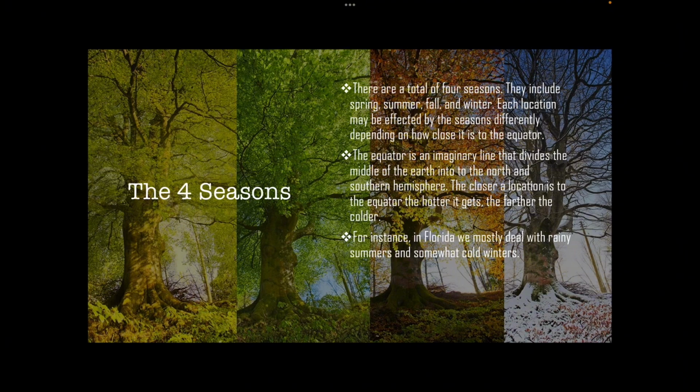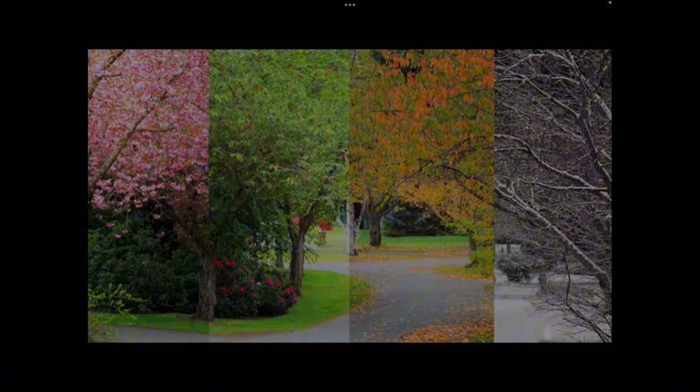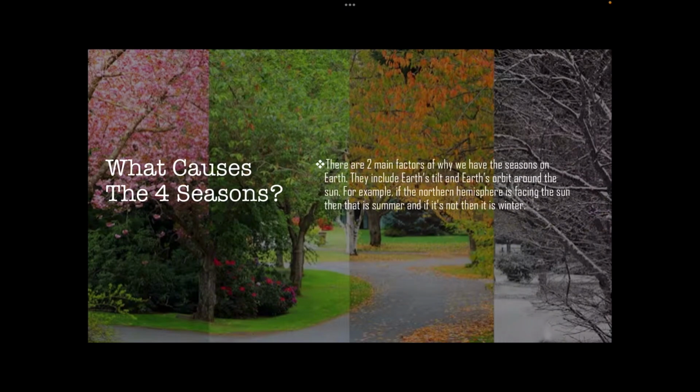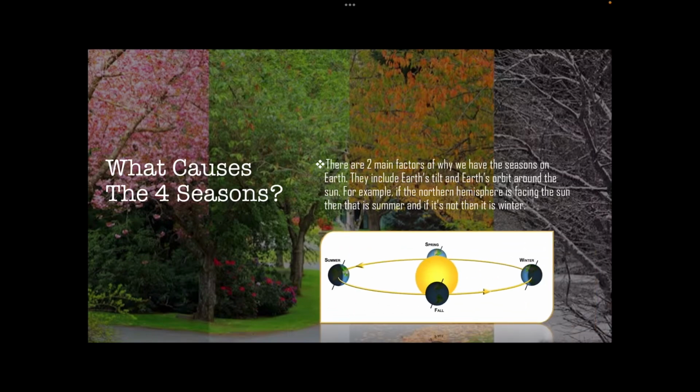For instance, in Florida, we mostly deal with rainy summers and somewhat cold winters. On the other hand, people in Alaska go through summers up to only 70 degrees and winters as low as negative 50 degrees. What causes the four seasons? There are two main factors of why we have the seasons on Earth. They include the Earth's tilt and Earth's orbit around the Sun. For example, if the northern hemisphere is facing the Sun, then it is summer, but if it's not, it is winter. And here's a diagram.